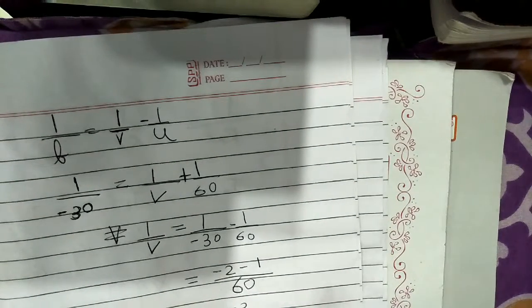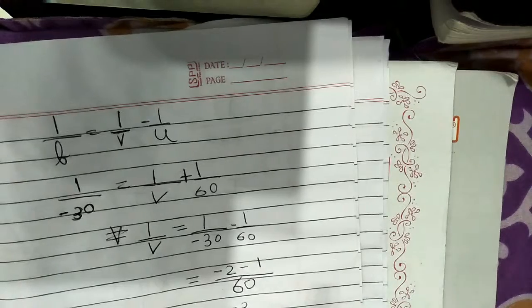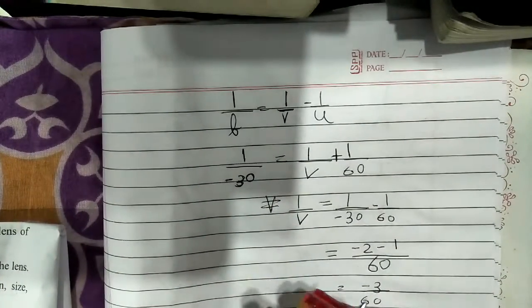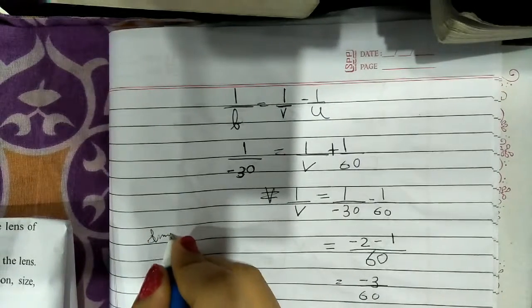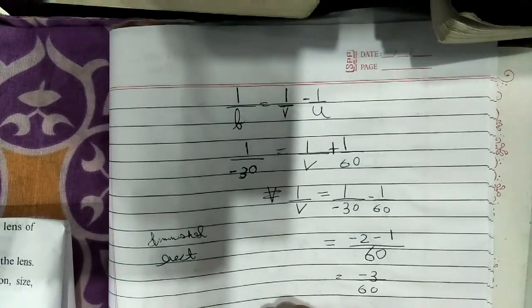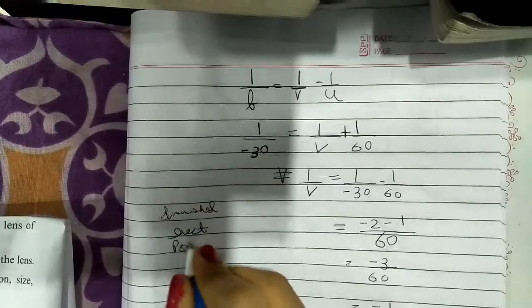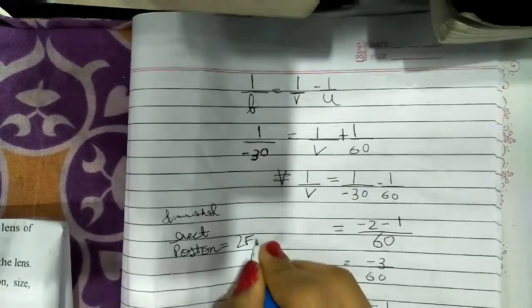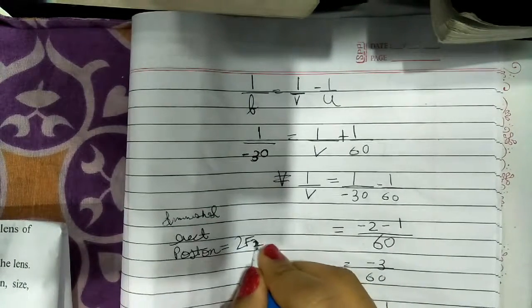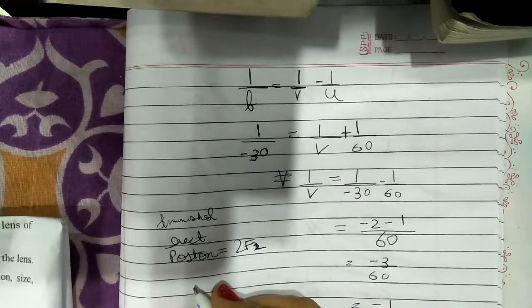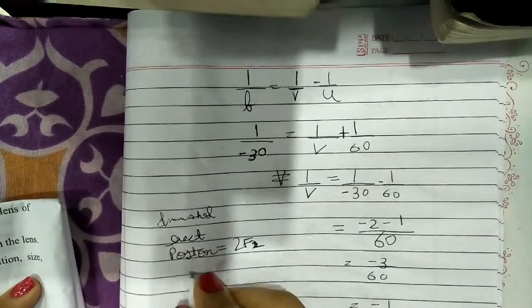So list 4 characteristics of image: nature, position, size, erect or inverted formed by the lens in this case. So we know that the image formed by concave lens is always diminished. It's always erect. Then position of the image would be at 2f1, 2f2. Then erect or inverted, so erect, nature, position is on size is same size.